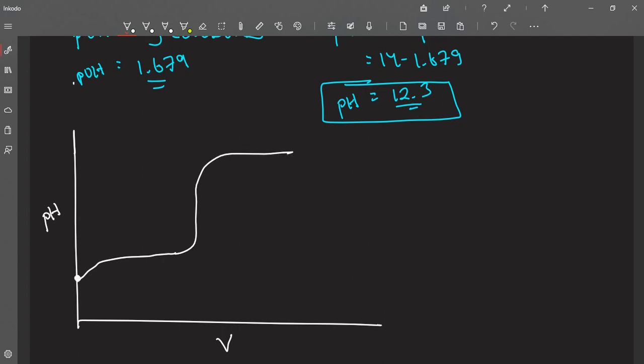So we know this point, this was A, and I believe it was 2.62. Then at 10 mils, we calculated a pH of 4.74, I think that was. And then at your equivalence, what did we get? I think it was 9.7, right? So this was B, this was C, okay? And this was at 20 mils.